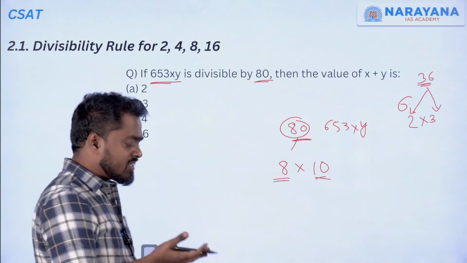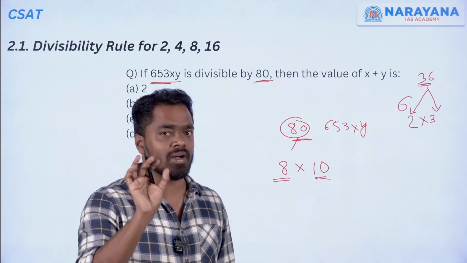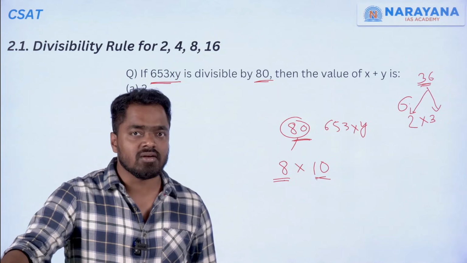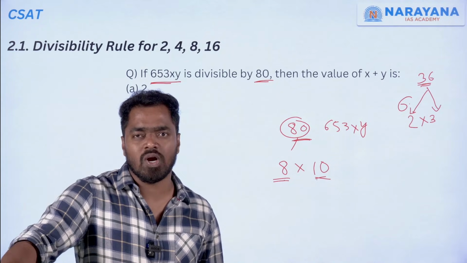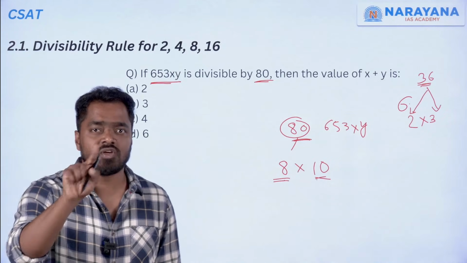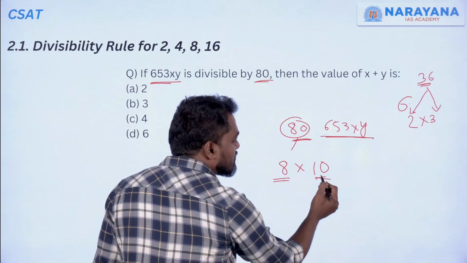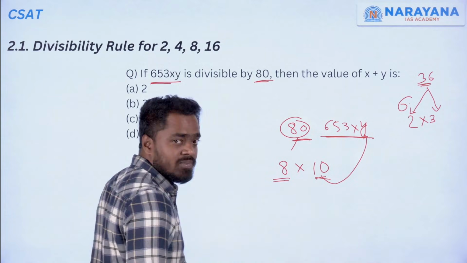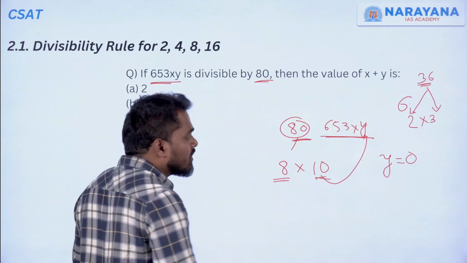Now just understand, if any particular number is divisible by 10, it will have 0 as the unit digit. 10 ones are 10, 10 twos are 20, 10 threes are 30, 40, 50, 60, 100, 120. So take any multiple of 10, it will have 0 as the unit digit. So that means this number is divisible by 10. That means the unit digit must be 0. So what is the value of y? 0.